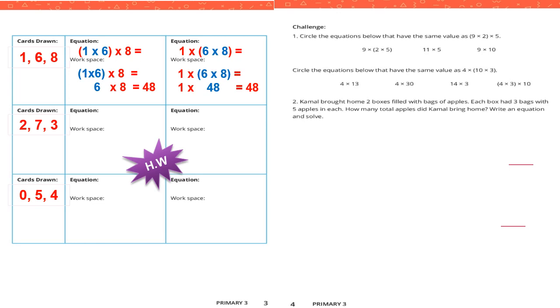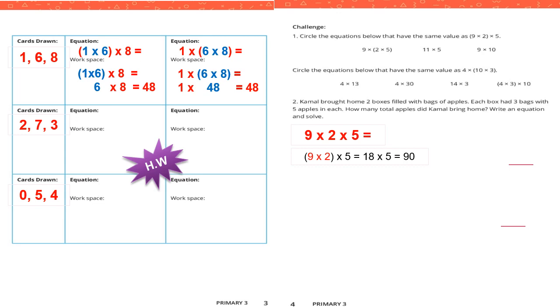Let's move to the challenging part. Number 1, circle the equations below that have the same value as 9 times 2 times 5. We have here 9 times 2 times 5. He wants to know which of these three choices have the same value. Okay, let's take it. 9 times 2 times 5. I will take 9 times 2 between two brackets like he did in the question. 9 times 2 equals 18.